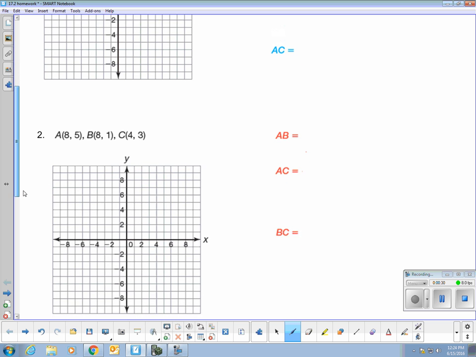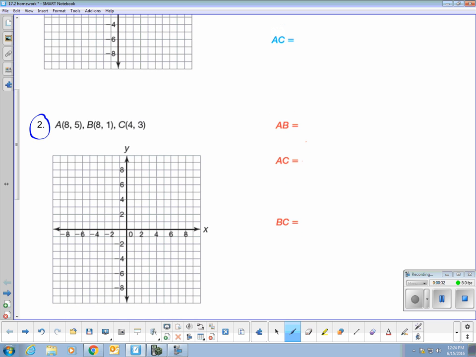So looking at number 2, we're going to begin by plotting these 3 points. Point A is at 8, 5. Point B is at 8, 1. And point C is at 4, 3.